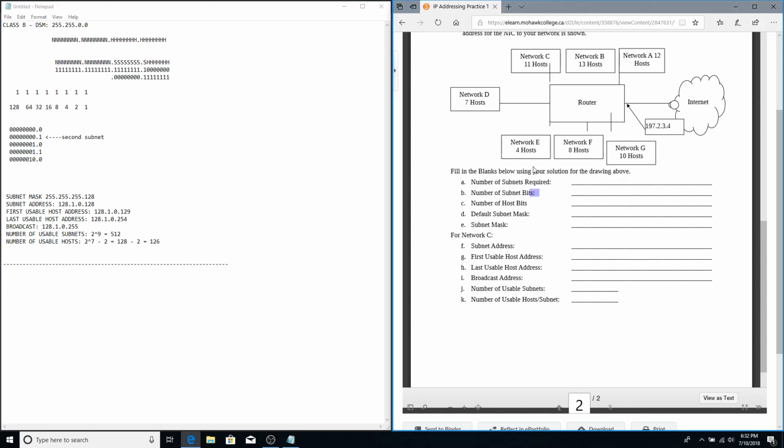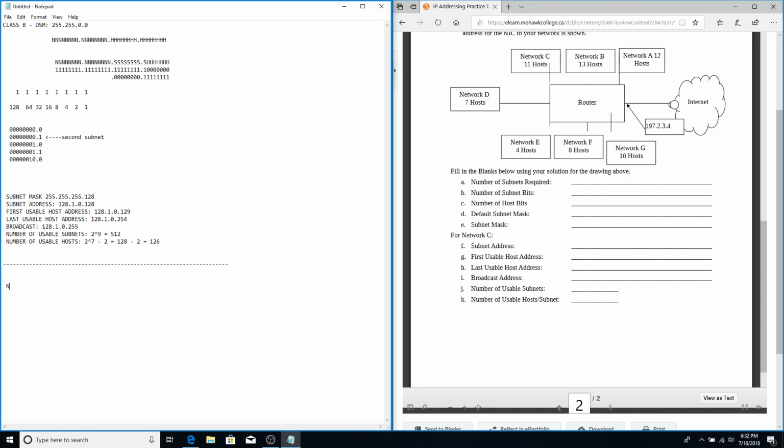So it says fill in the blanks using your solution for the drawing above. It gives us all these networks. And like you know, because you answered this question before with me, each of these networks are going to be a subnet. So when it says number of subnets required, you just count them. 1, 2, 3, 4, 5, 6, 7.